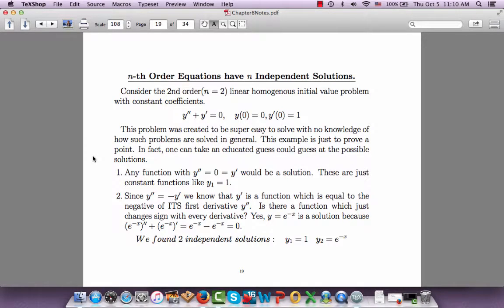So I just want to use a simple example to show why homogeneous linear equations require a certain number of independent solutions. Basically, if the order is 2 or 3 or 4, then we need 2 or 3 or 4 independent solutions of the homogeneous equation in order to construct our general solution.